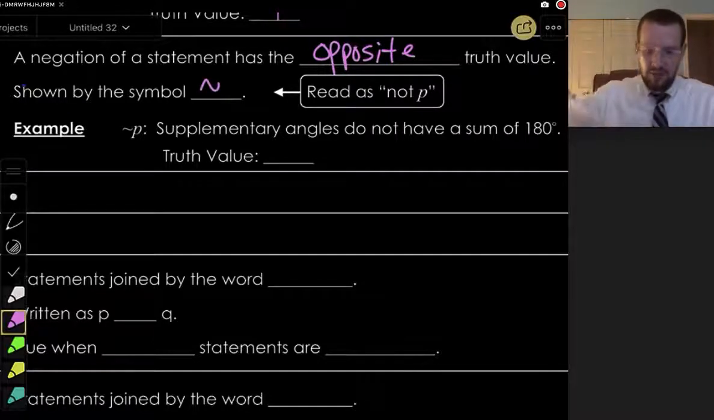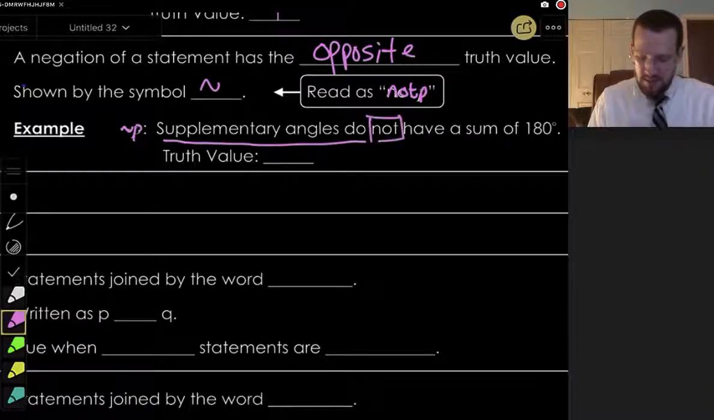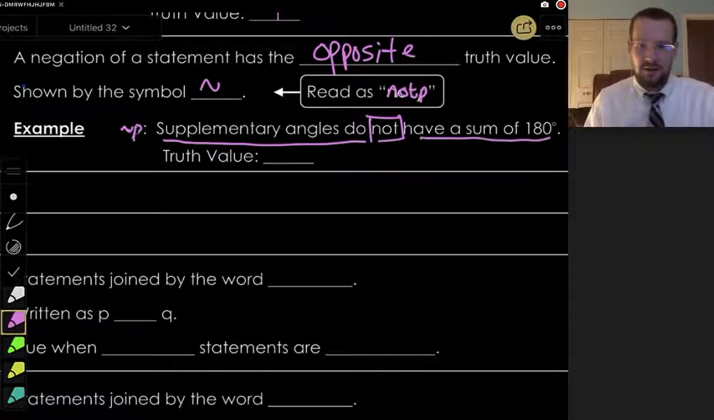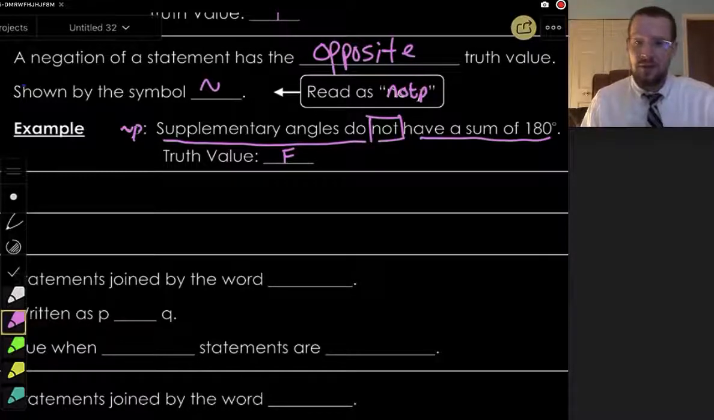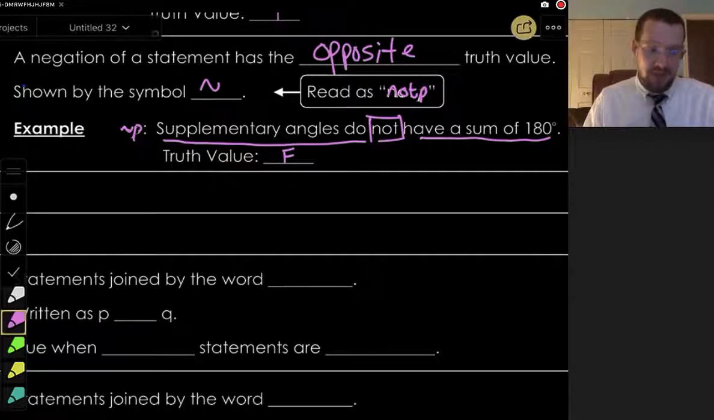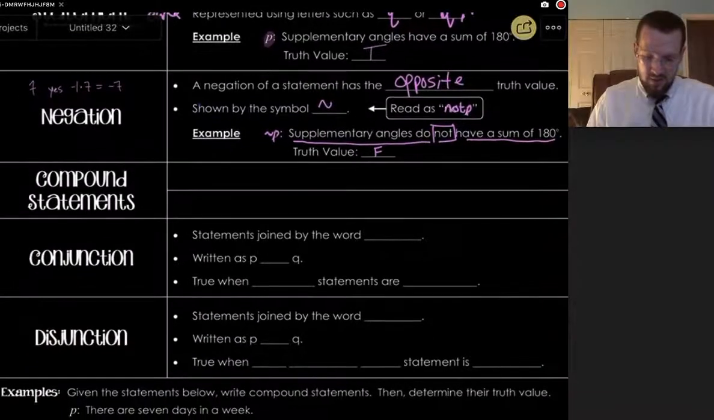It's a little squiggly thing. This is read "not" the statement. So if we have not P, then we have supplementary angles do not have a sum of 180 degrees. And notice that it turns this value now false. Our statement was supplementary angles have a sum of 180, and when we negate that, it is supplementary angles do not have a sum of 180, which would be read as not P, the opposite of the statement. And that is what a negation looks like. It's that little tilde, and it's read "not."